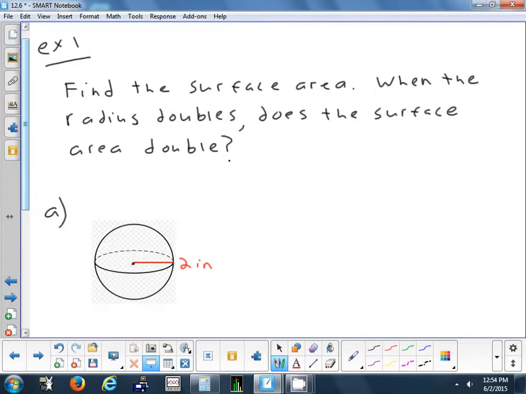All right, so I want to try two things. First, I want to find the surface area of this sphere. Okay, pretty simple question. Just plug in 2 for r, do it out. And then I have another question. If you double the radius, do you think the area will double? Think. How about Olivia, what do you think? If you double the radius, do you think the area will double? A volume. Surface area, sorry.